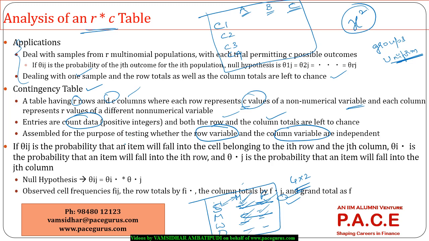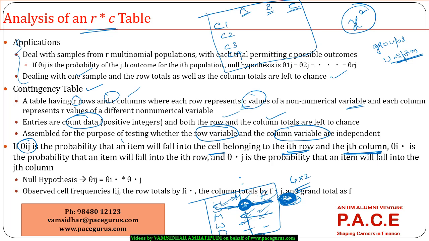So here, theta ij is the probability that an item will fall into the cell belonging to the ith row and the jth column. Theta i dot is the probability that an item will fall into the ith row, which is the total, or it falls into single. Similarly, theta dot j is the probability that an item will fall into the jth column. So male, probability that a selected person will be a male, probability that a selected person will be single, probability that a selected person will be male as well as single.